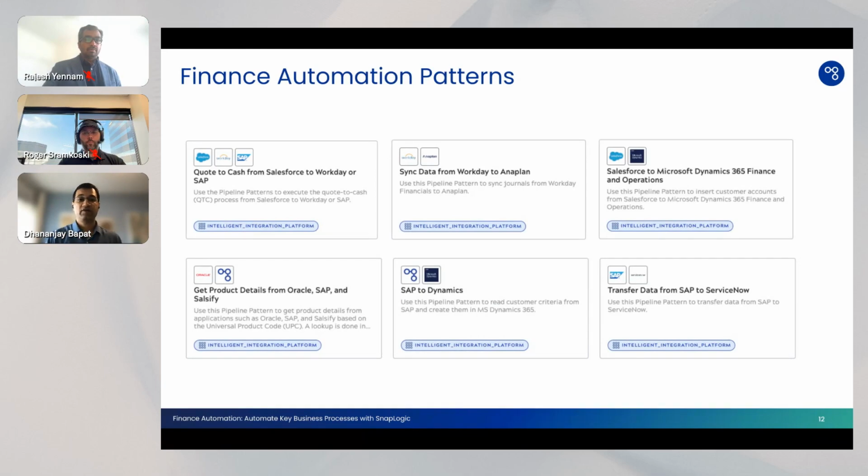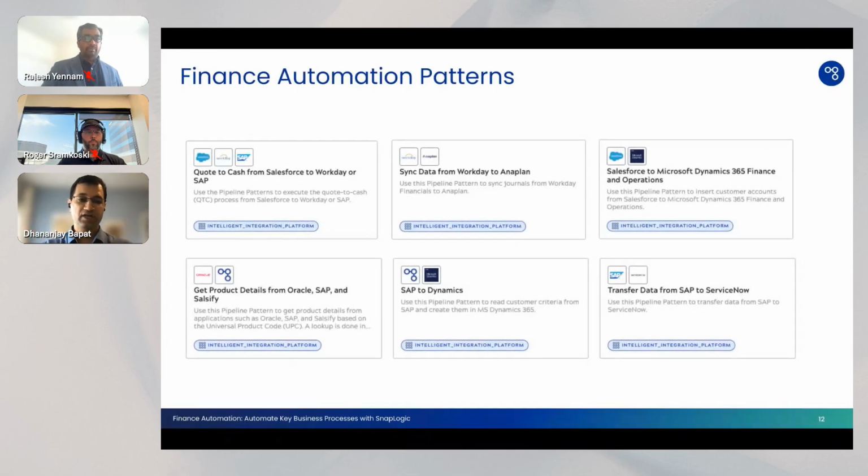Another feature of the platform that helps improve productivity are the finance automation patterns. These are pipeline templates which are available inside the product. You can search by a specific keyword like order to cash, or you can search by a specific endpoint. And when you double click on this tile, you will get more details on what that pipeline template is. What does it do?